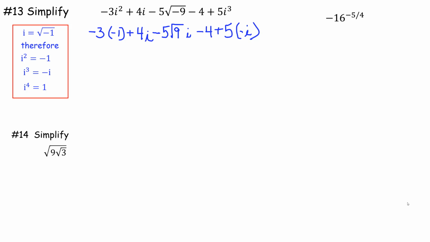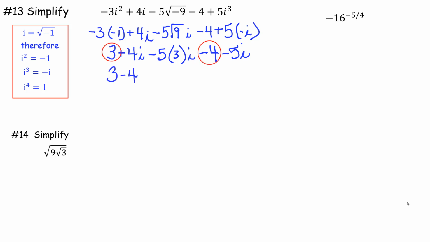Now I'm going to multiply some of these things out. So -3 times -1 is 3, and then we've got 4i. And then we've got -5 times the square root of 9, which is 3, and i, and then -4, and then -5i. Now I'm going to add my real numbers, so 3 minus 4, and then I'm going to add my imaginary numbers. So I've got 4i and -5 times 3i, which will be -15i, and then -5i. So I'm going to put those next.